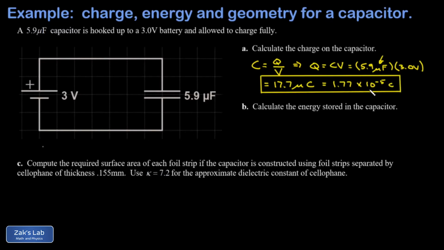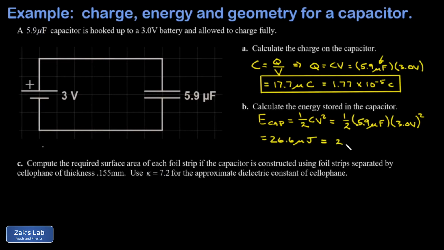In part B, we're asked to get the energy stored in the capacitor. And our basic formula for energy in a capacitor is 1/2 CV squared. And again, we can just let that factor of 10 to the negative 6 tag along. And I get 26.6 microjoules. If we want to write this in terms of joules, that's 2.66 times 10 to the negative 5th joules.